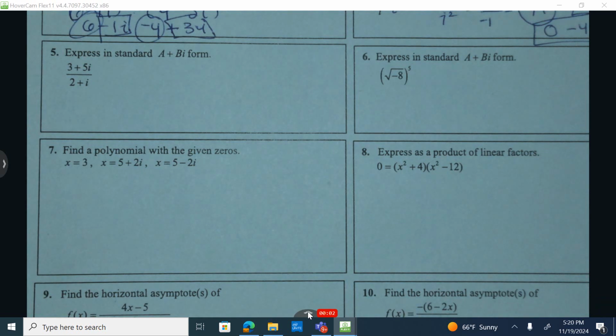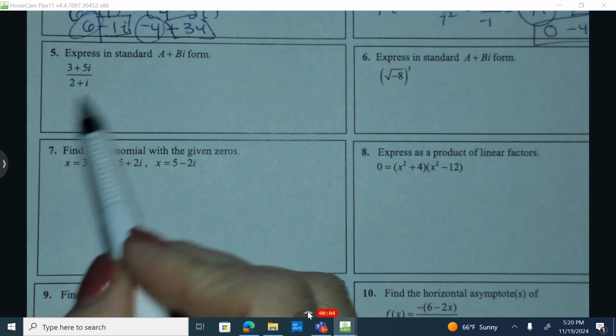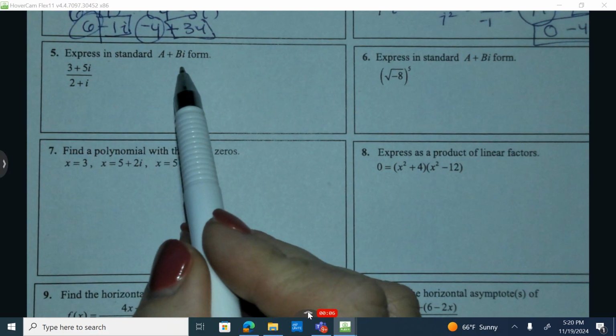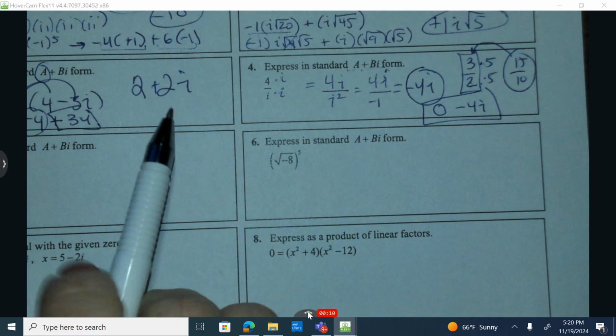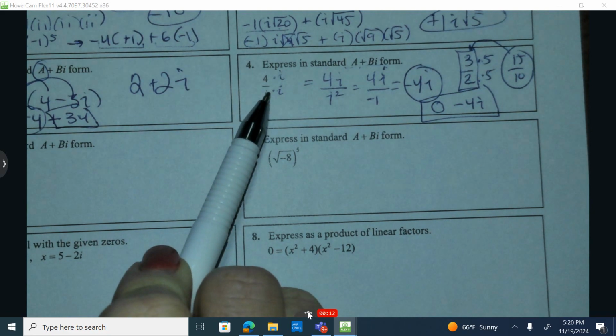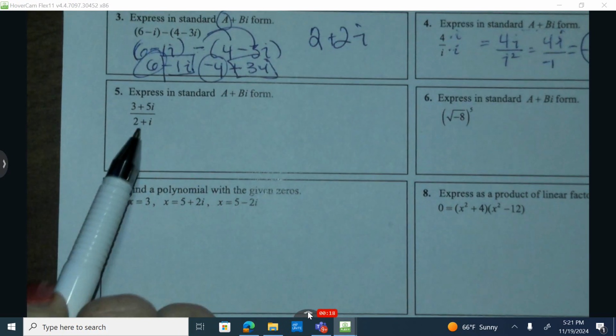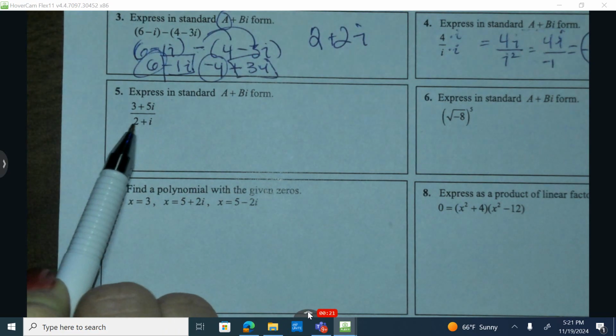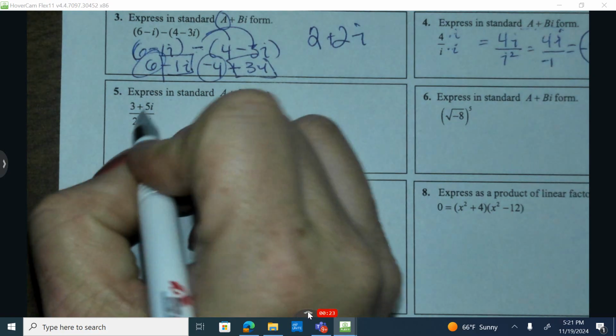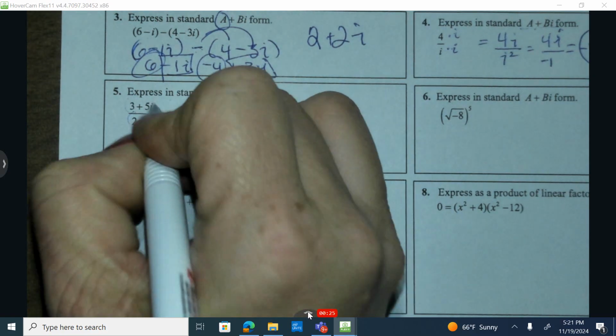How can we algebraically rewrite this in the form a plus bi so that we have no fraction? That's exactly what we did here, but notice in the expression in question number 4, there was only one item on the bottom. Here we have a complex value that has a real and imaginary part. So what we're going to do is multiply by what's called the conjugate of that.